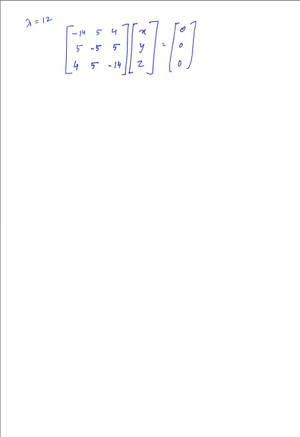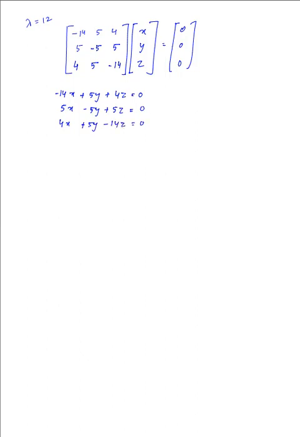So from this equation, the equations that we can get are minus 14x plus 5y plus 4z is equal to 0, and then 5x minus 5y plus 5z is equal to 0, and finally 4x plus 5y minus 14z is equal to 0.